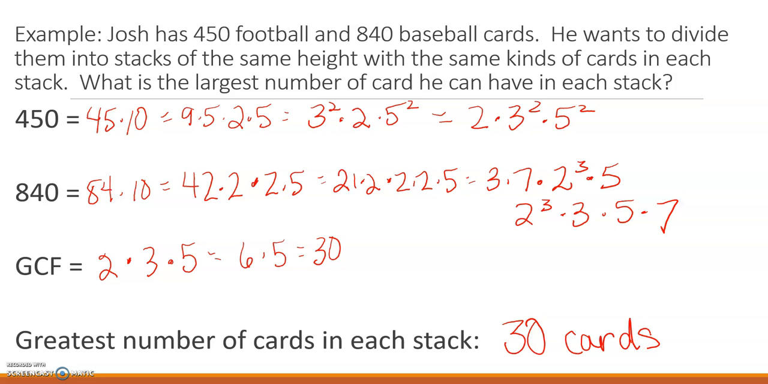That's section 5.4, greatest common factor and least common multiple.